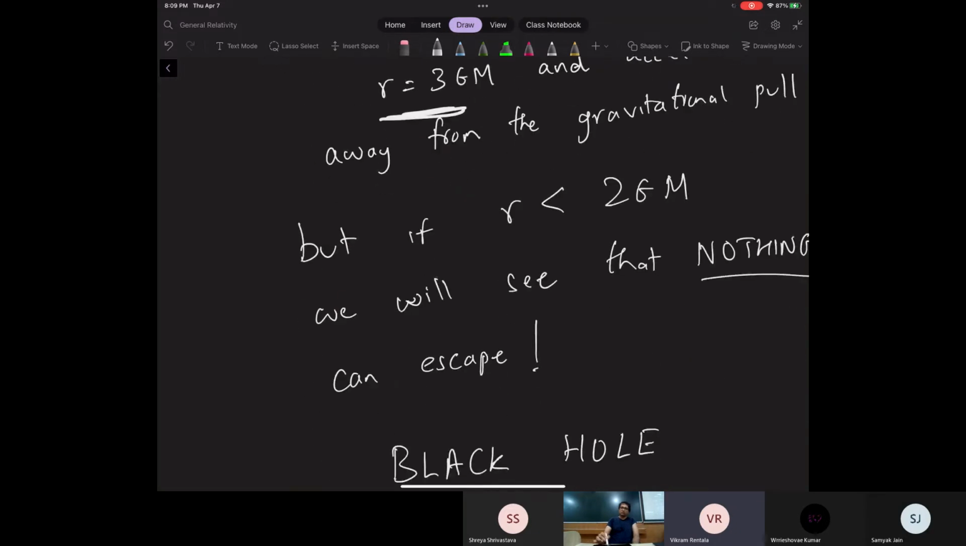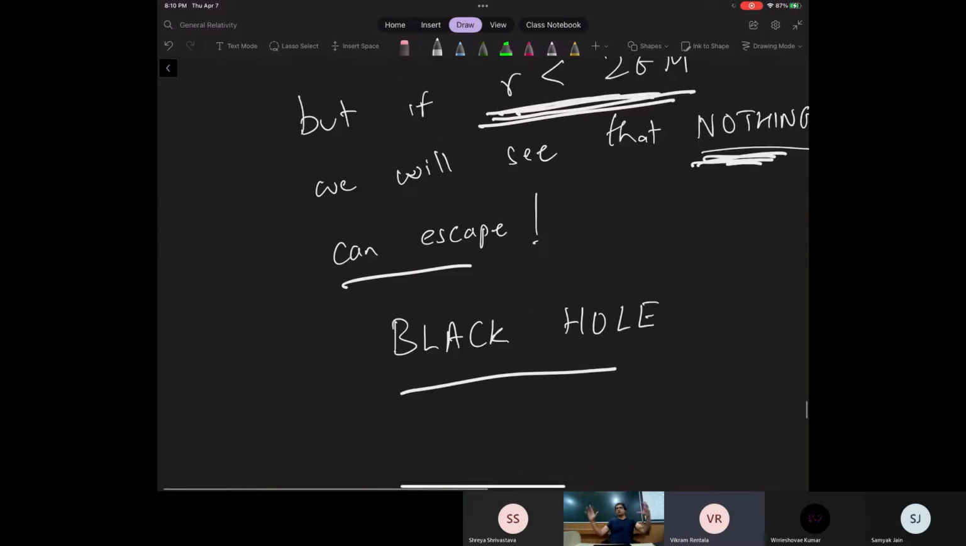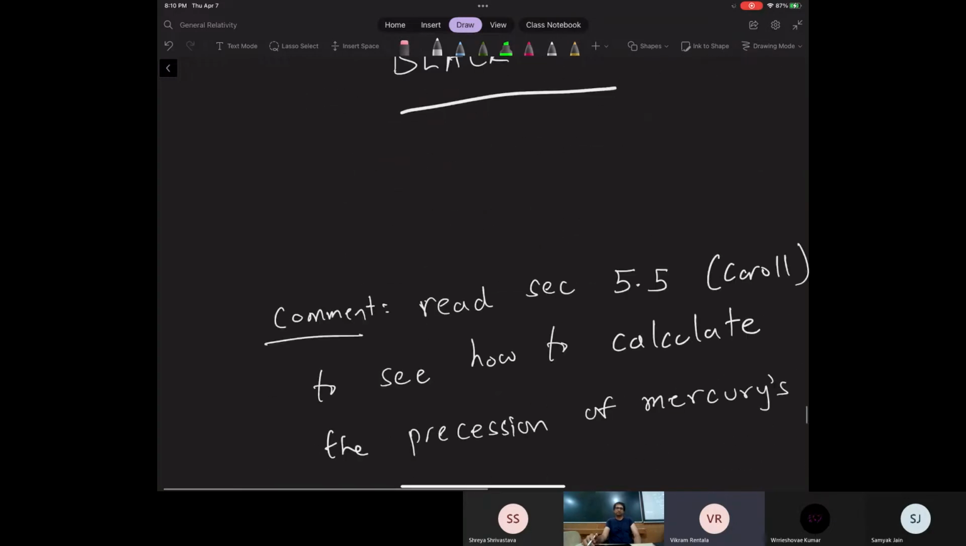However, what we'll see is if R goes below 2 GM, then nothing can escape. It doesn't matter how hard you accelerate, you will just fall in. You will keep going towards r is equal to 0. You will go to smaller and smaller r. So if r is less than 2 GM, nothing can escape. And so if an object is ultra compact, confined to within the Schwarzschild radius, then nothing can escape, and that is called a black hole. Not even light, nothing can escape. No matter how hard you try to accelerate, you will not be able to escape from that point.